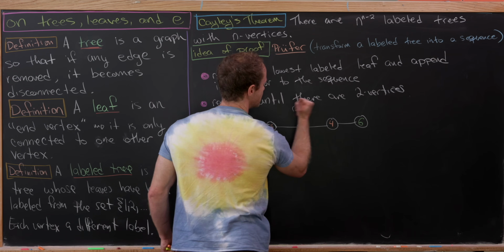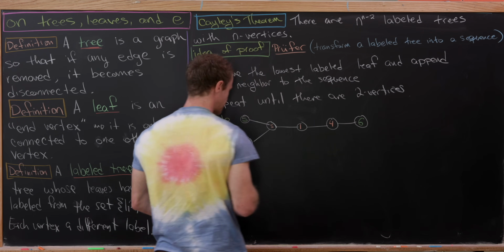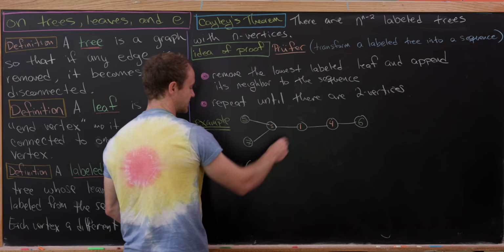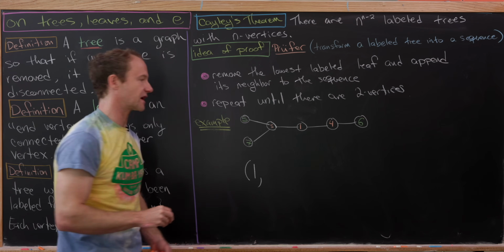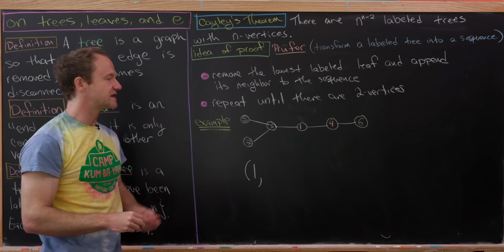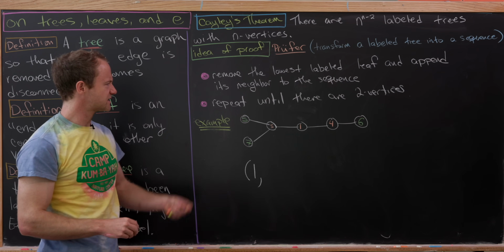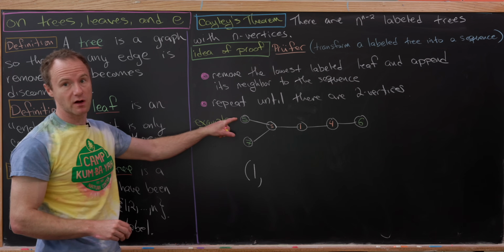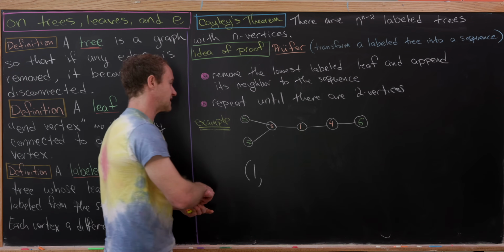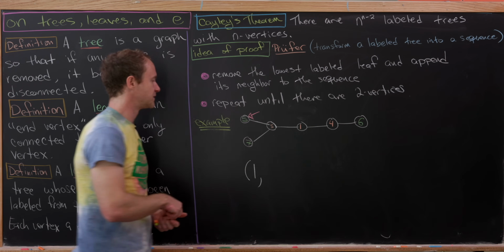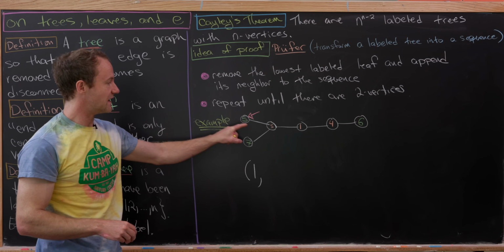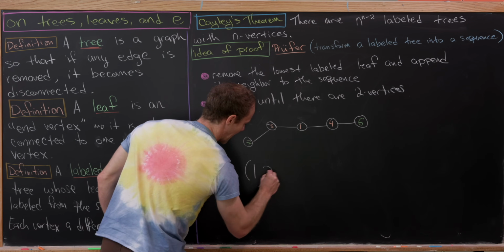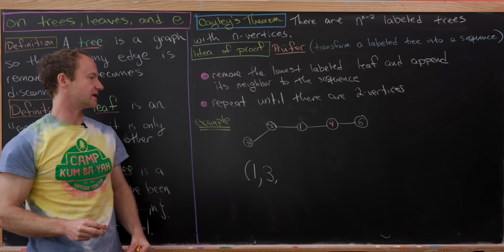Okay, so let's remove this leaf. We've just removed the leaf, and after removing the leaf, we append its neighbor to the sequence. So there, we're starting our sequence. And now we continue that process. So let's look for the smallest labeled leaf now. Well, notice the smallest labeled leaf now is this leaf that is labeled 5. So now we're going to remove that, and then add its neighbor to the sequence. Okay, so we remove it, and then adding its neighbor adds a 3 to the sequence.